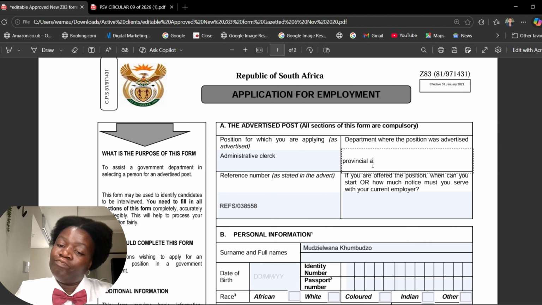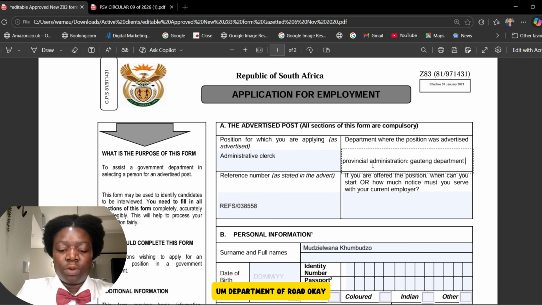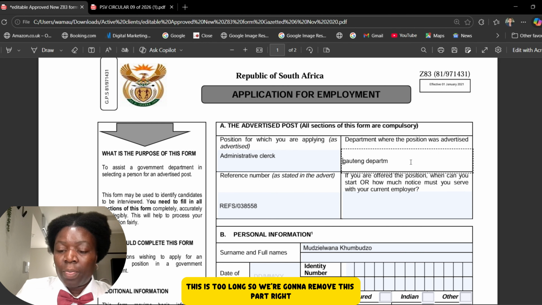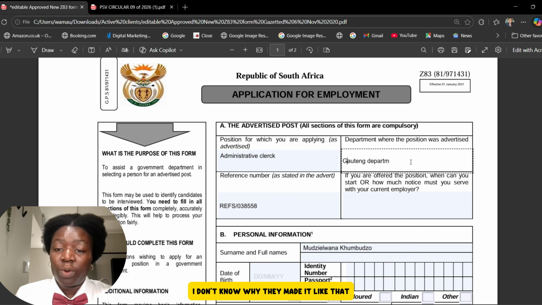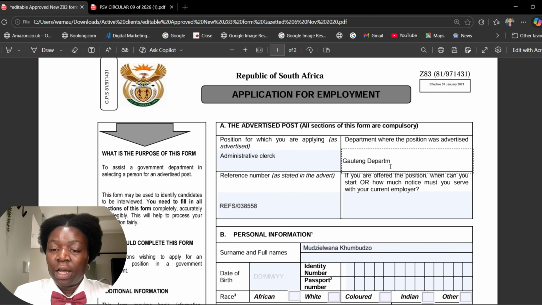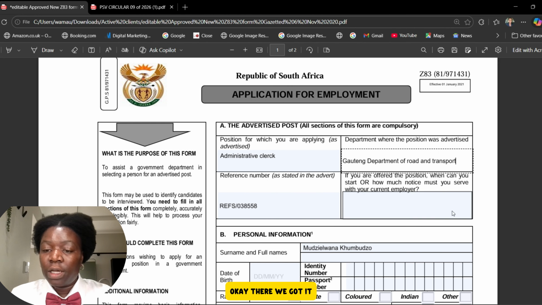provincial administration, Gauteng Department of Road. Okay, this is too long, so we're gonna remove this part, right? Because it doesn't take a lot of text. I don't know why they made it like that, but I guess they already know which departments, right? Gauteng Department of Road and Transport. Okay, there we got it. I like to put the caps at the beginning, so I'm gonna do that.